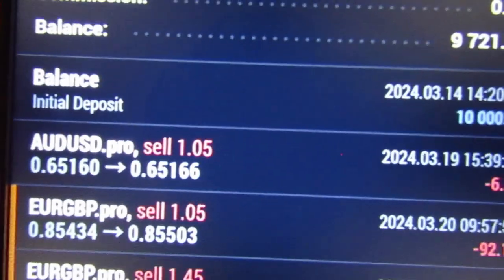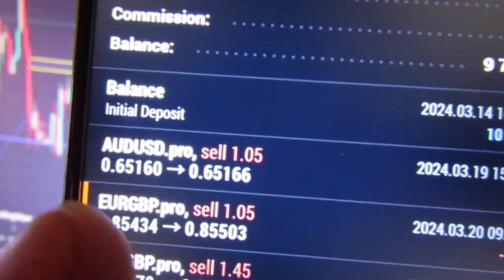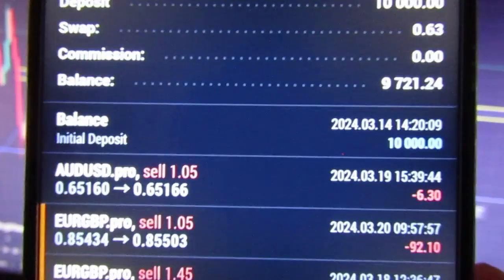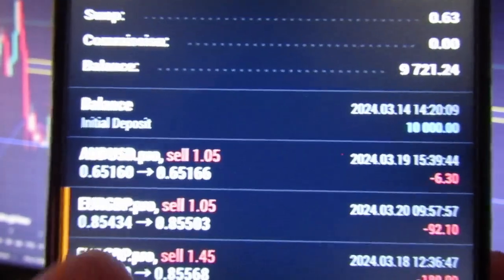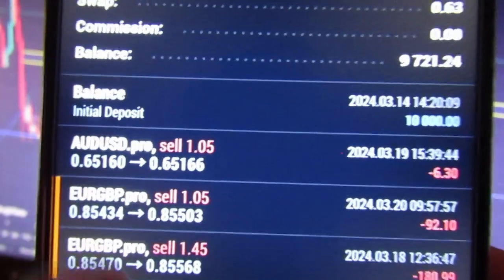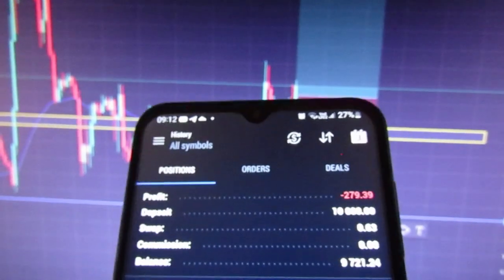And this Aussie USD, I wasn't supposed to take that trade. It wasn't my intention, because I was supposed to click on Euro GBP and Aussie USD was basically up, and that's why I closed that trade, because right there wasn't the trade I was planning to take on. So yeah, we only took basically 2 losses on this account yet. We currently have 279 overall loss on this account.